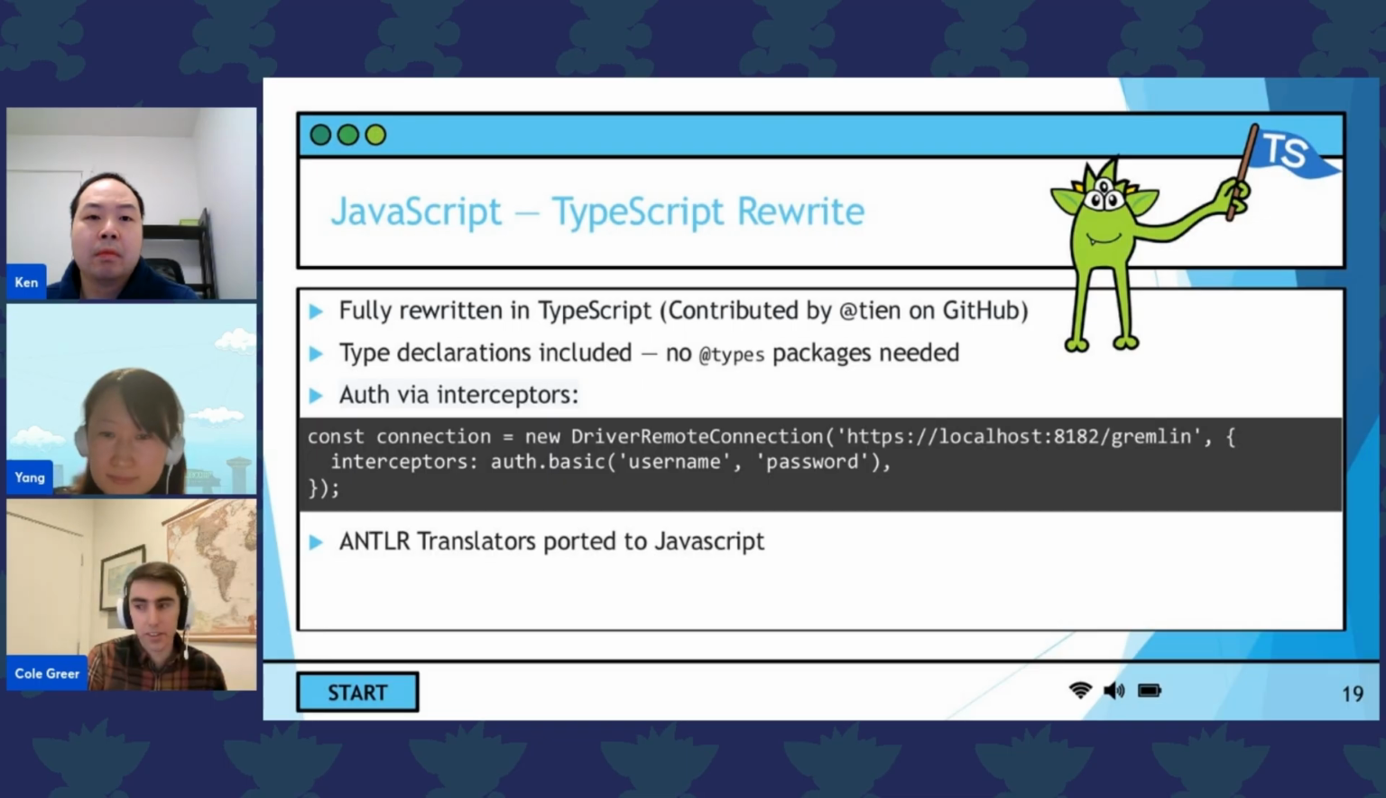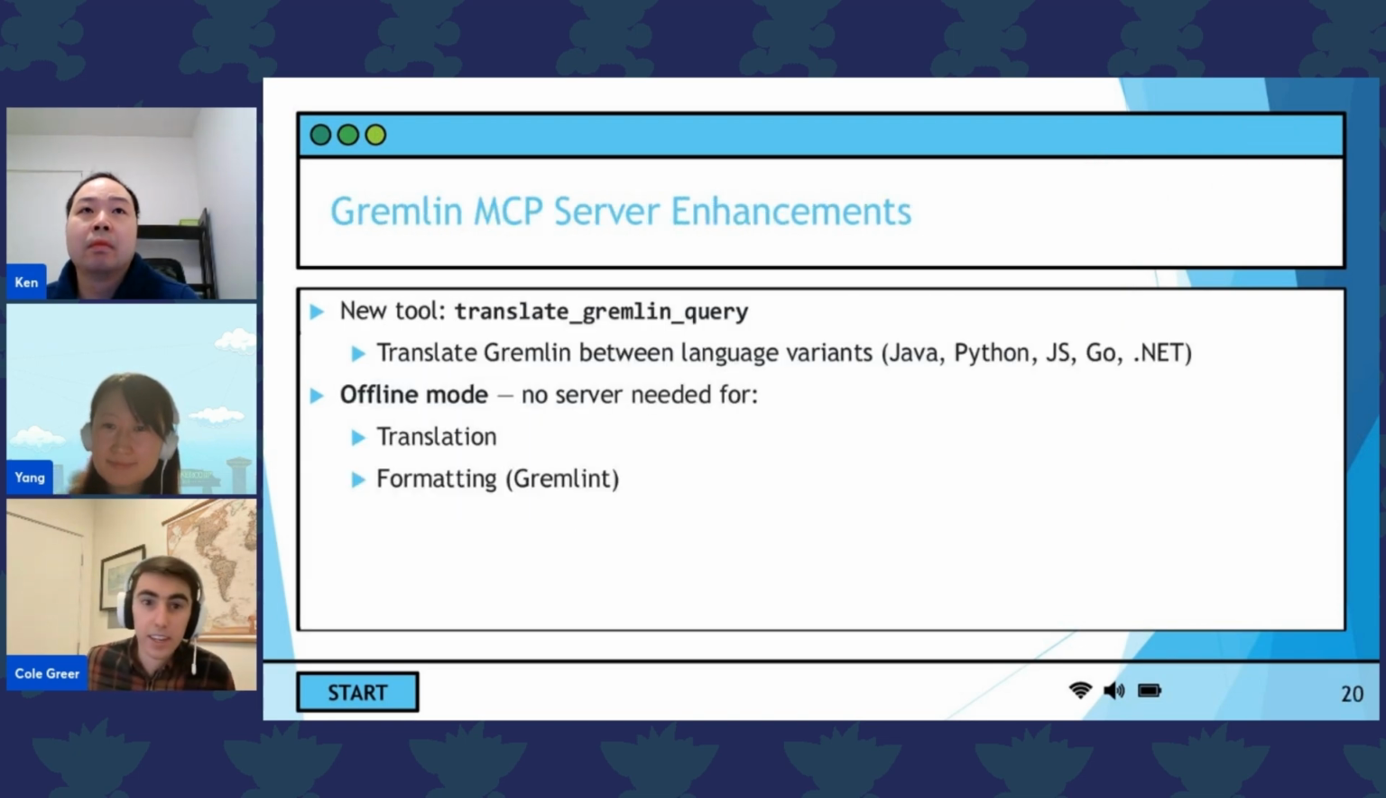So these are all of our translators that convert from our canonical Gremlin using the ANTLR grammar and can dump them out into any of our language variants. And the reason that's exciting actually ties into the next slide here, which is our MCP enhancements.